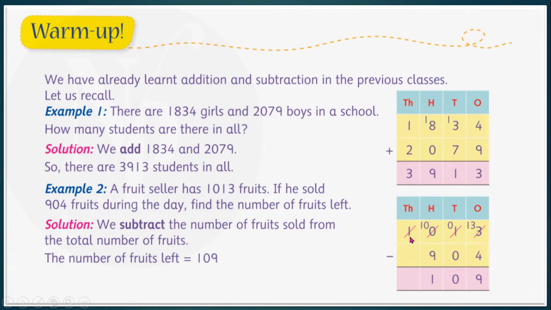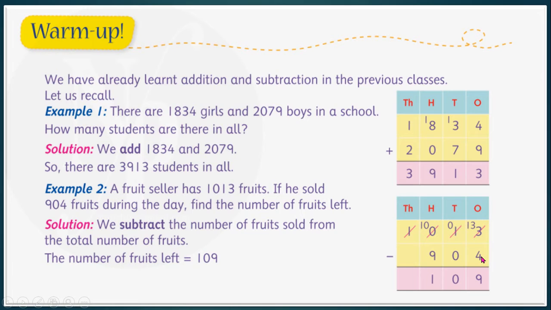So here 1013, the total number of fruits, is written here, and below 904, the number of fruits sold on that day, is written here, and we need to subtract now.